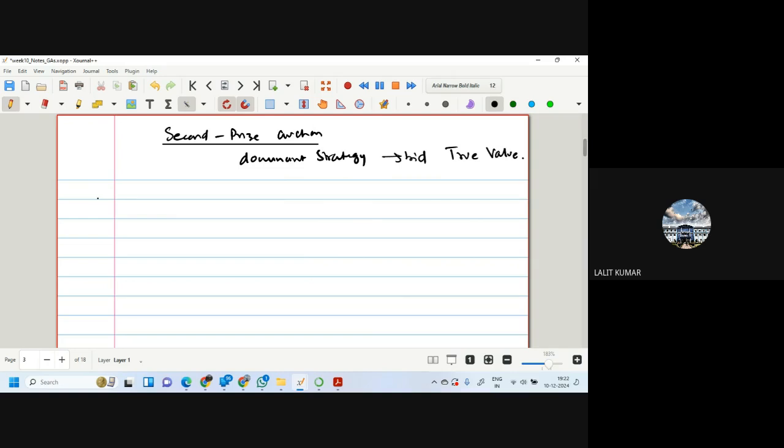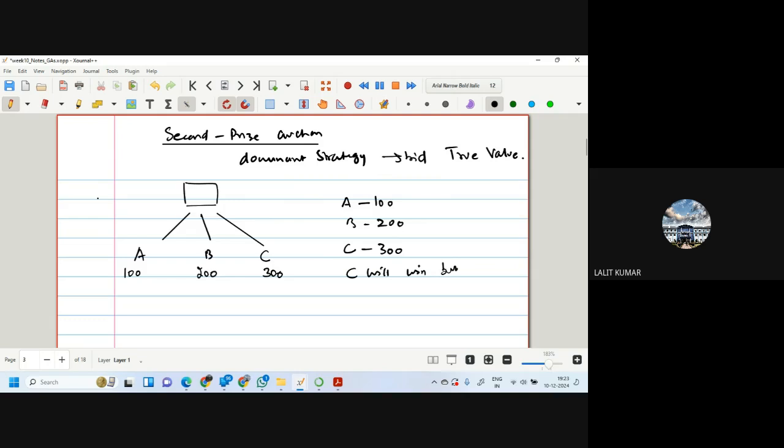Okay. So this is an item, for example, that is on auction. There are three bidders, A, B, C, and they have values. For A, the value is 100. For B, the value is 200. C's value is 300. So it is always better to bid your true value. A will bid 100, B will bid 200, C will bid 300. C will win, but how much will he pay? He will pay 200.